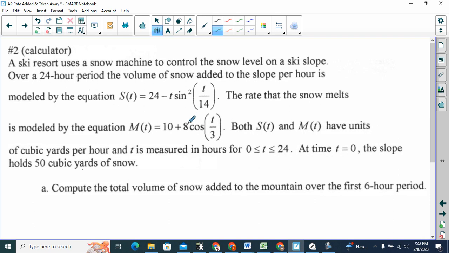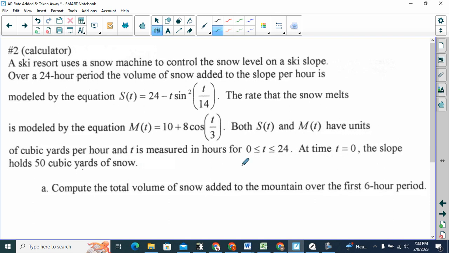These are both rates of change. It tells us that both S of t and M of t have units of cubic yards per hour. t is measured in hours from 0 to 24. This is a calculator problem. Almost always this is on the calculator part. Notice also it gives us an initial condition. It tells us at time 0, we have 50 cubic yards of snow.